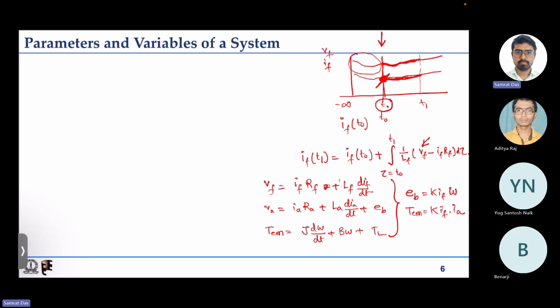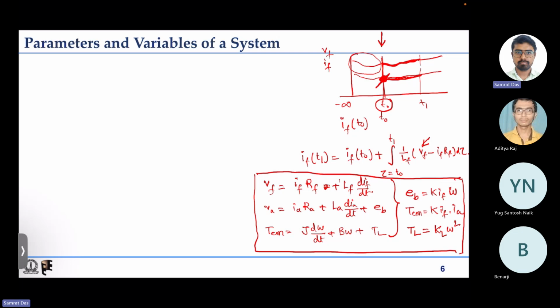And if the load has some speed-torque characteristics, say it is a fan load, then the load torque is proportional to the square of speed. It could be proportional to speed also for some other kind of load. So this describes the entire DC machine system.